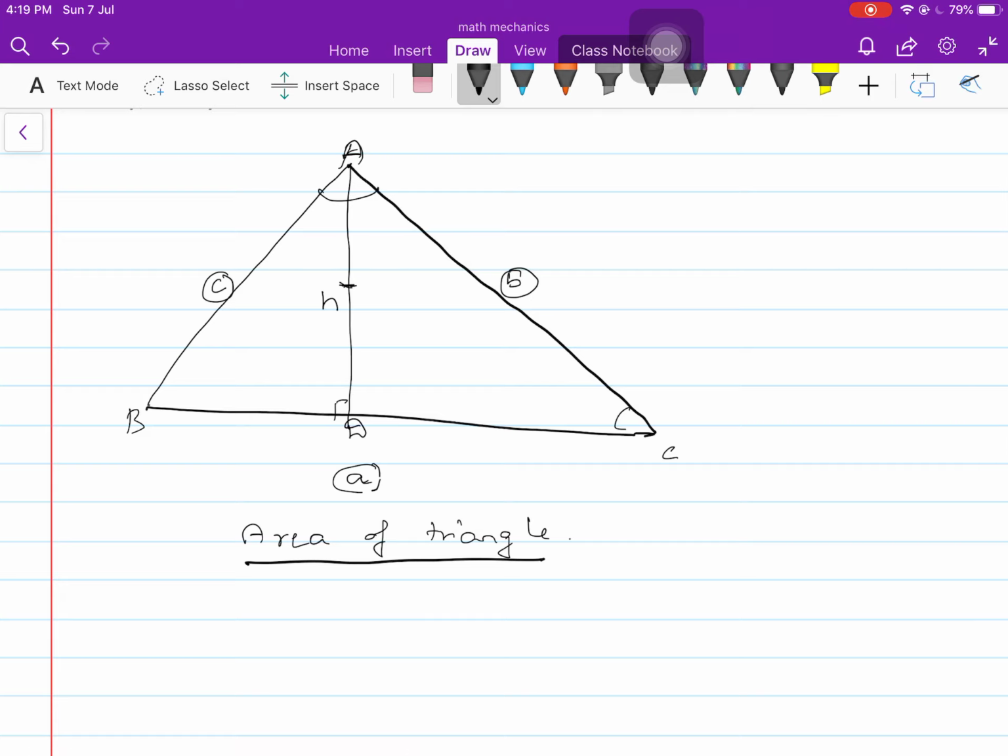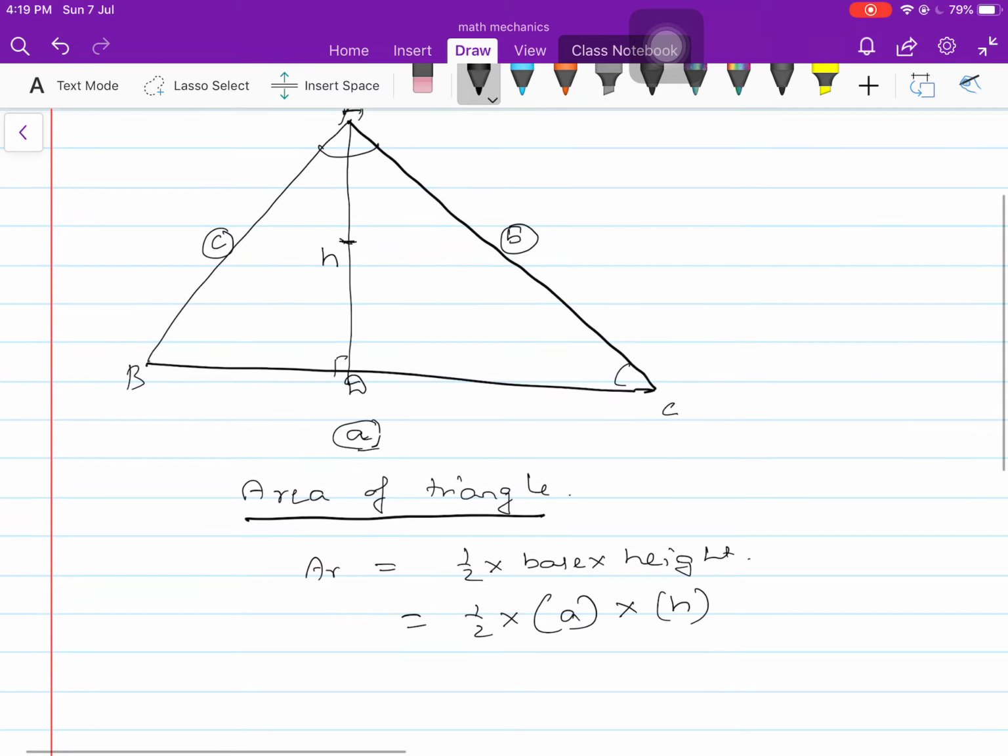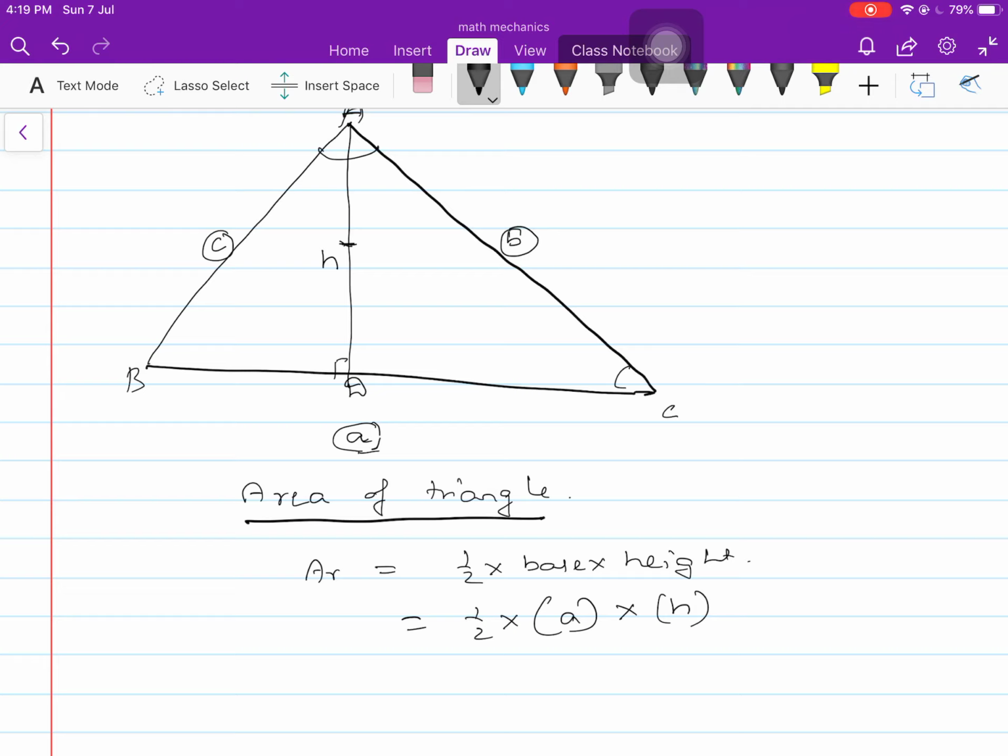So according to the area of triangle, what is area of triangle? Area of triangle is half into the base times the height. So what is my height? Base. So base is the length A in this case. So the base is the length A. And what is the height? Height is length H. Now I want to get the H in terms of C. How can I get the length in terms of edge C?